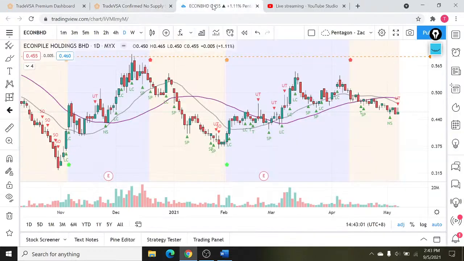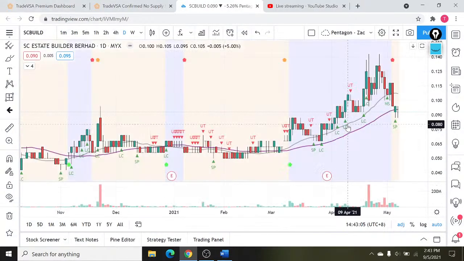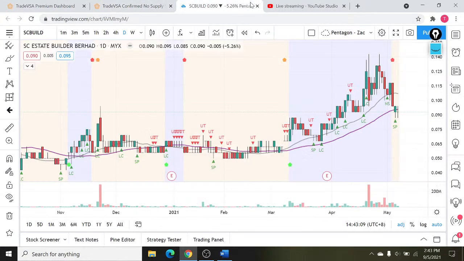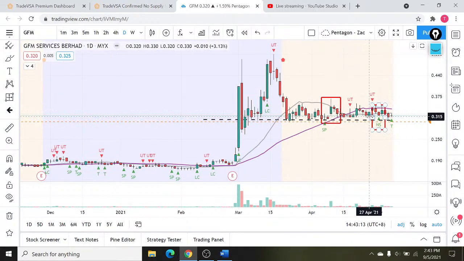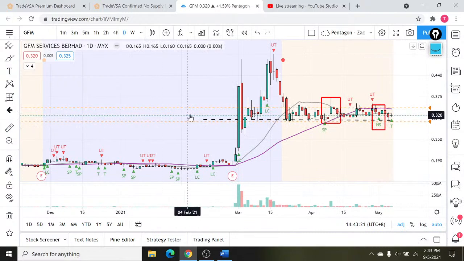SC build turns to red pentagons. I think GFM is pretty good too. GFM building a support, SP and NS. So you can park here for them to turn to green pentagons before you consider.